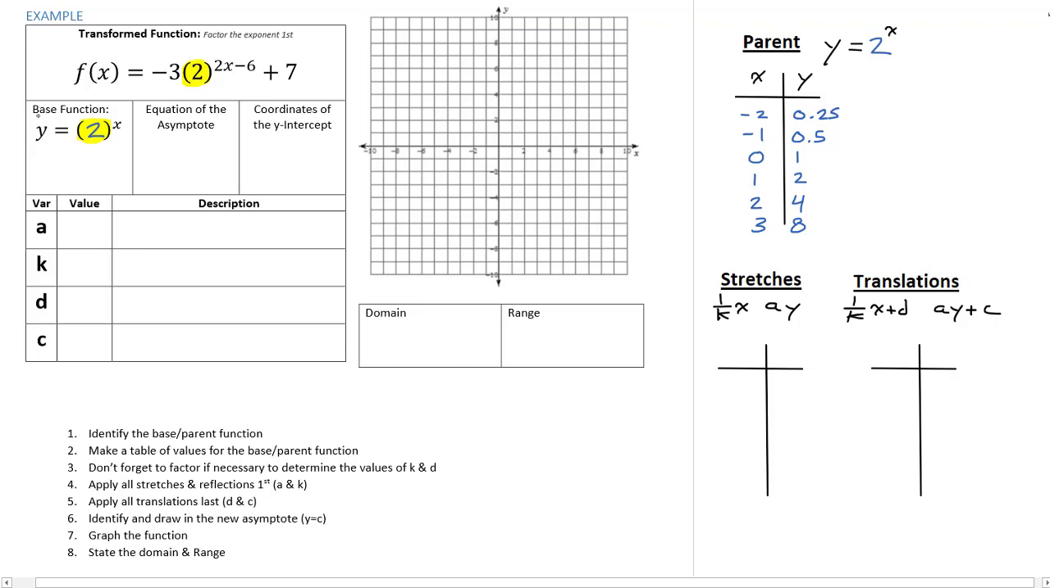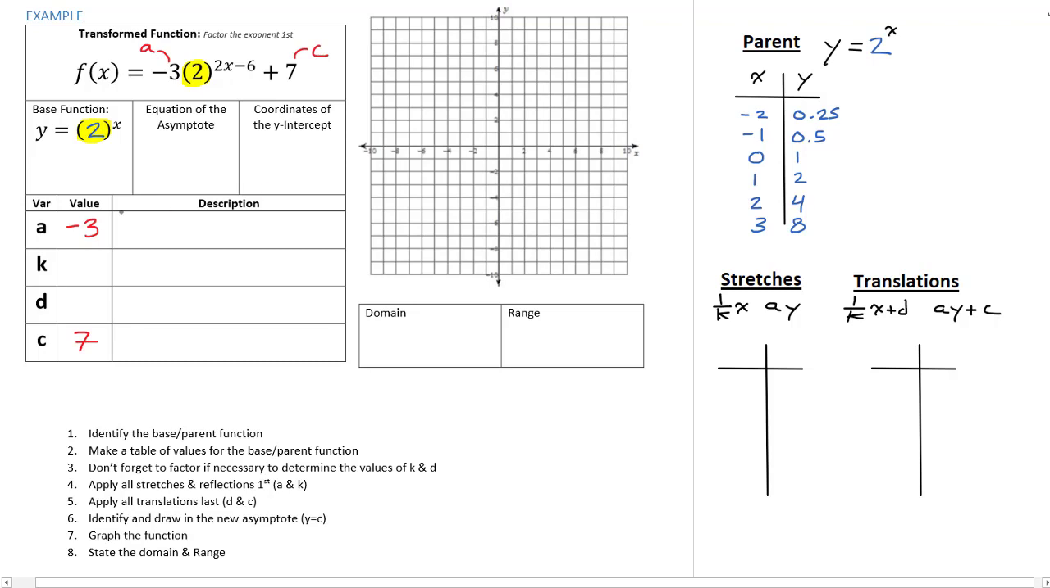All right, now what can we identify right away, before we even get carried away doing anything else? We can do all the transformations, all kinds of stuff. The first thing I like to draw on is my asymptote. Or even before we do that, let's identify a, k, d, and c. Let's do that first. So what is a? A is -3. What is c? C is 7. All right, so we can take care of those first.